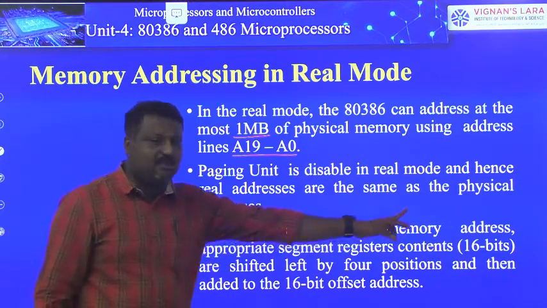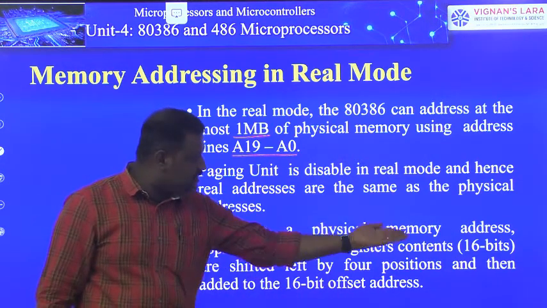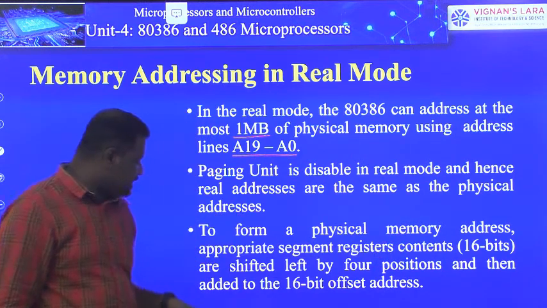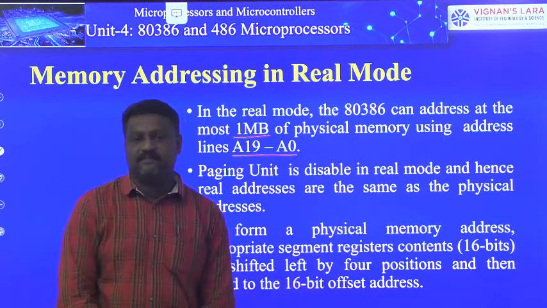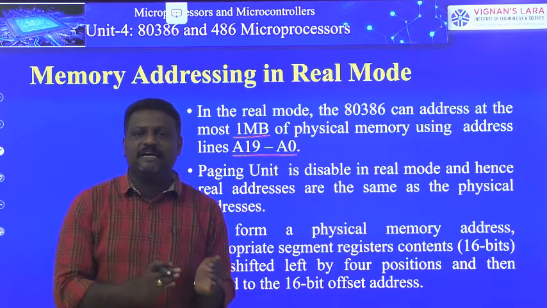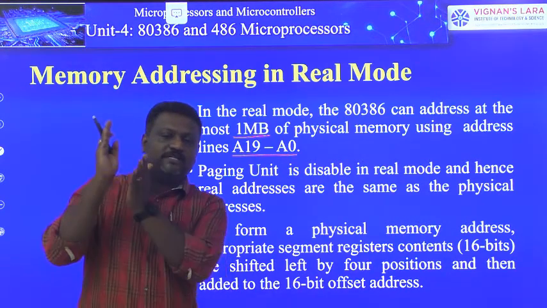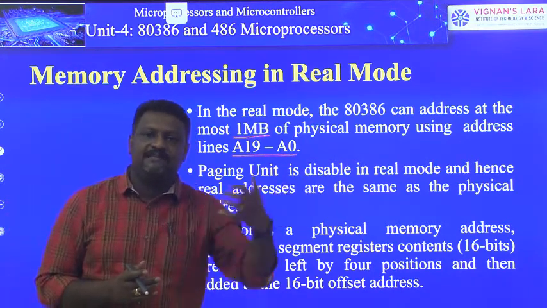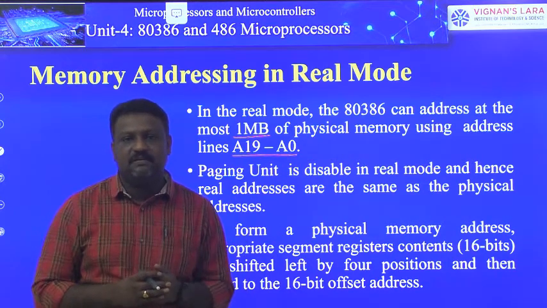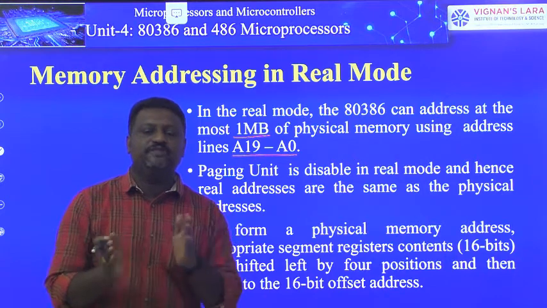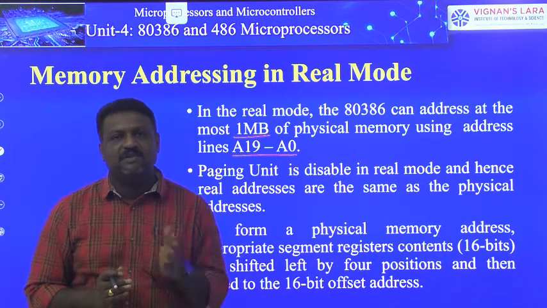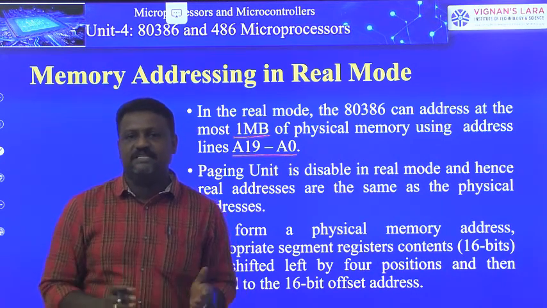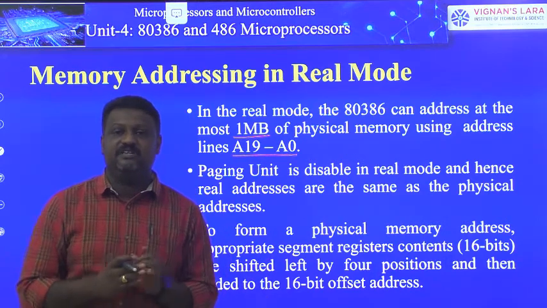Next, to form a physical memory address, the appropriate segment register contents, 16 bits, are shifted left by 4-bit positions and then added to a 16-bit offset address. What is the point here? It is already covered in the 8086, because there the physical address is produced by first accessing a base address from the appropriate segment register via a summer circuit. The summer circuit shifts that base address to the left by 4-bit positions. Thereafter it adds a 16-bit offset address to get a 20-bit physical address.